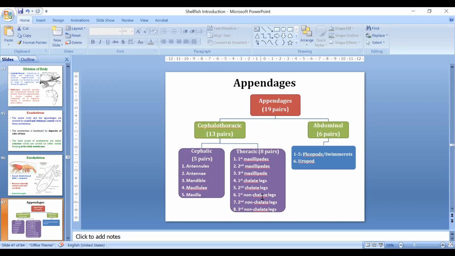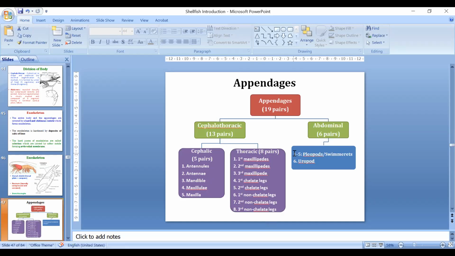And when we talk about the thoracic appendages: first, second, and third maxillipeds, first and second chelate legs, then first, second, and third non-chelate legs. So there are basically 8 pairs of thoracic appendages. Then there are 6 pairs of abdominal appendages. 1 to 5 are the appendages attached from the first abdominal segment to the fifth abdominal segment.